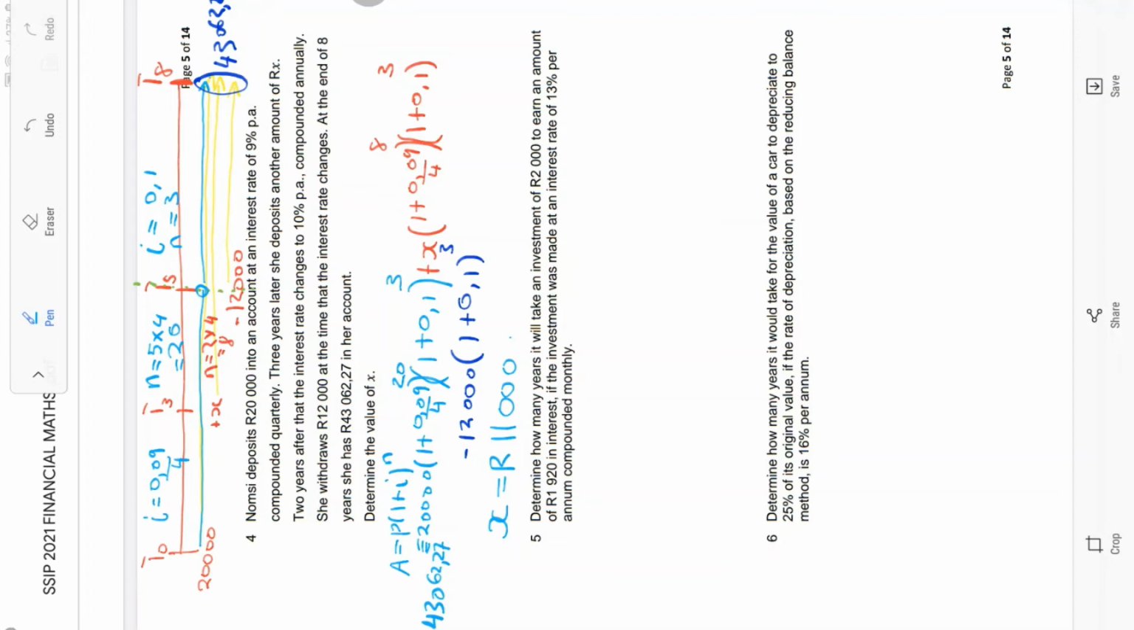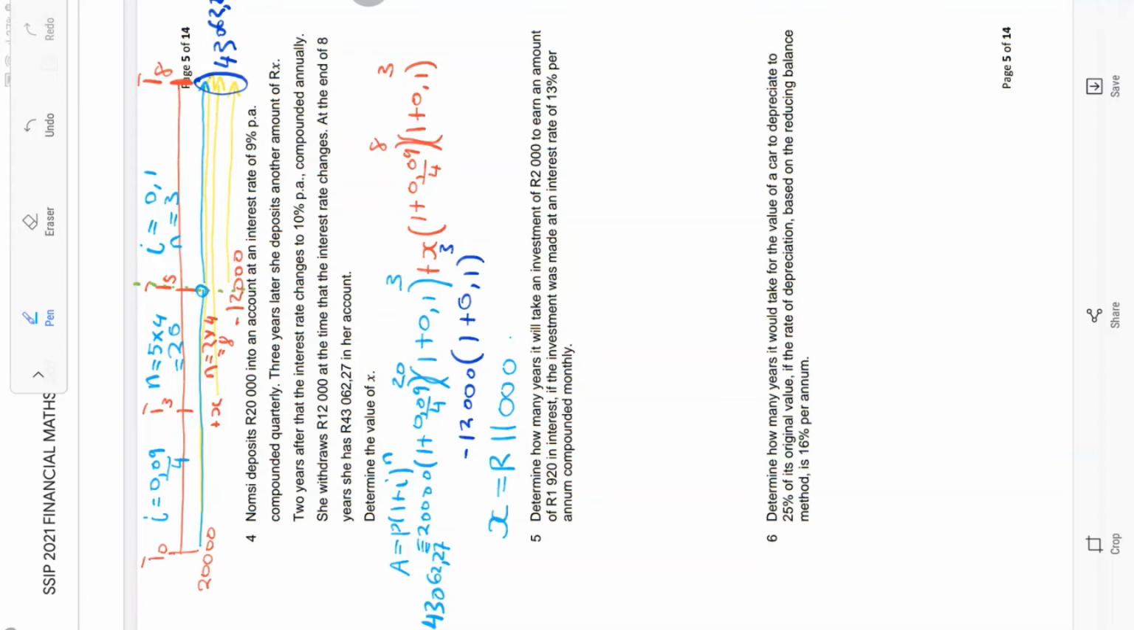Deal with values that do not have the x. For example, the 20,000 together with the two brackets gives you a numerical value. Then minus the 12,000 brackets 1 plus 0,1 close brackets to the power 3, you get that value. Then subtract that value from the 43,062.23. Then after that, you divide by our red brackets. And then you end up getting your x value as 11,000, meaning that was the second deposit that Nomusa made.